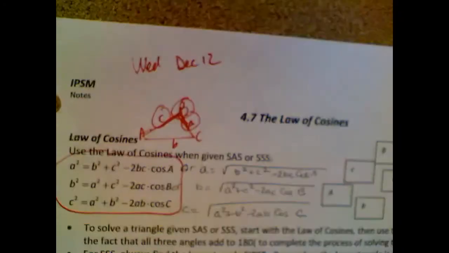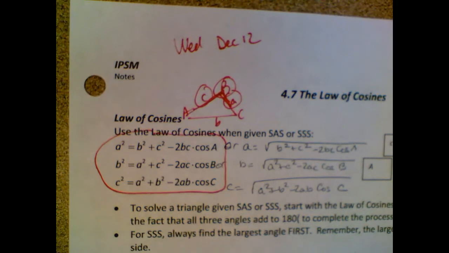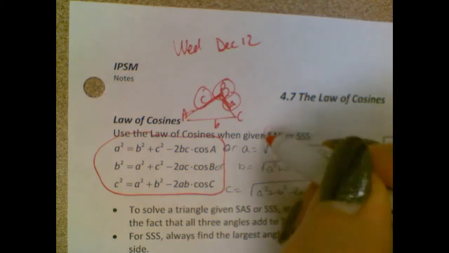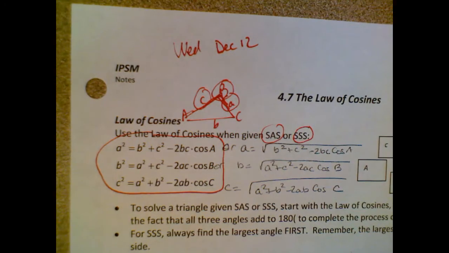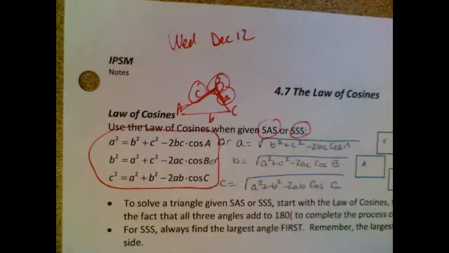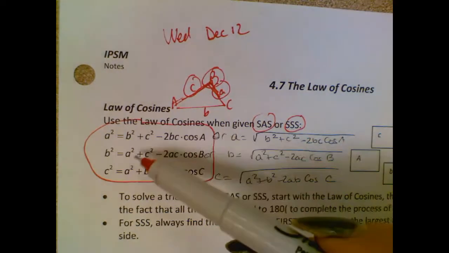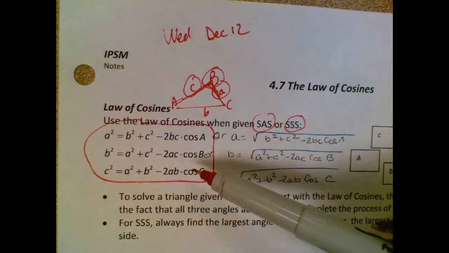Okay, this is Wednesday, December 12th, Law of Cosines. This is used when you have two sides or three sides given. And these are the formulas right here. You probably saw this last year.